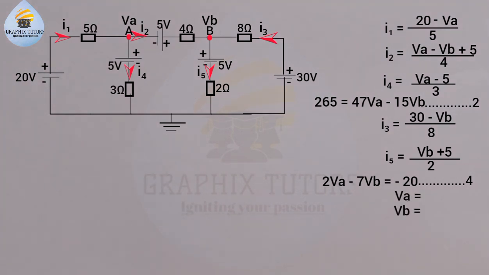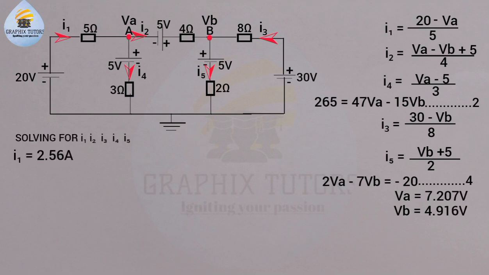So in order to get the value of the mesh current I1, I2, I3, I4, and I5, we input the value of VA and VB in those equations. So to help ourselves out, if you recall, my I1 is given to be 20 minus VA over 5. And if you put the value of VA, we'll be having 20 minus 7.207 over 5, and that will give us 12.793 over 5, which is 2.56 ampere. So the current at I1 is 2.56 ampere.